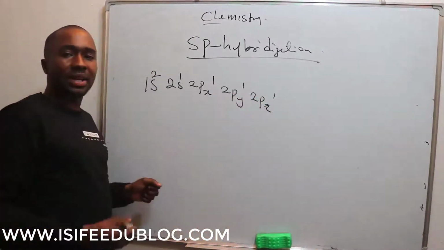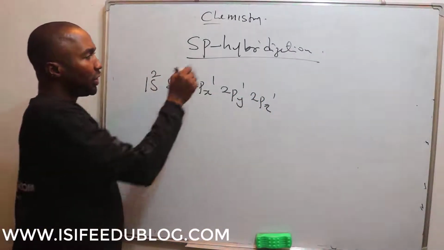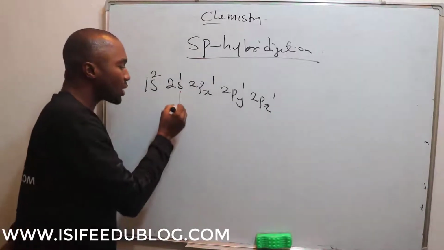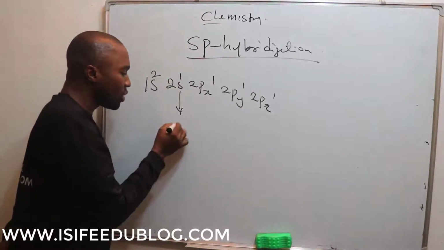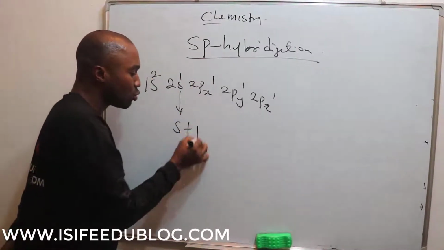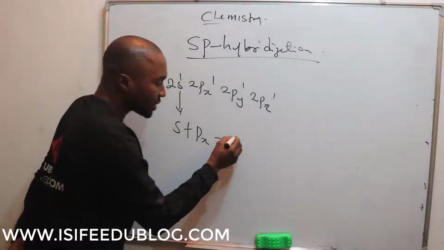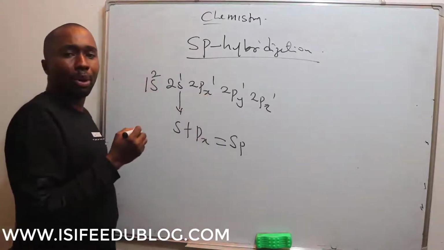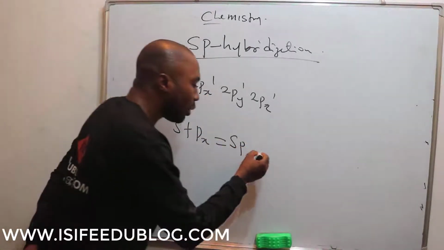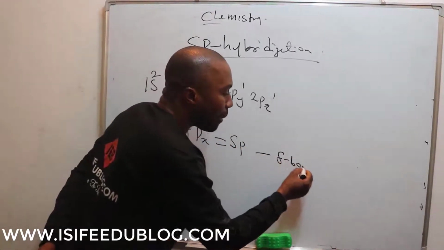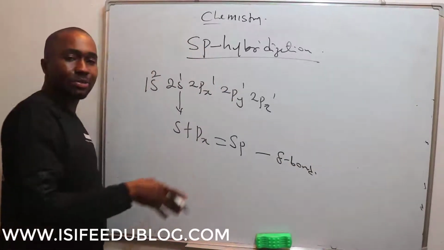This is the excited state of carbon atom. So in SP hybridization, what actually happens is that this 2s mixes with 2px, 1s and 1p. That is why we have sp. And both of them are bonded together with a bond that is called a sigma bond. It's a strong bond that is binding them.